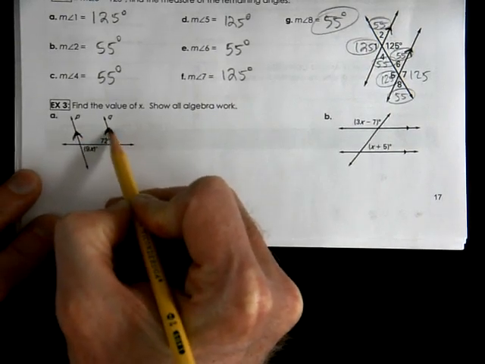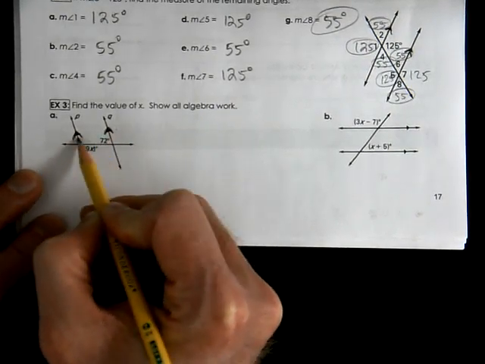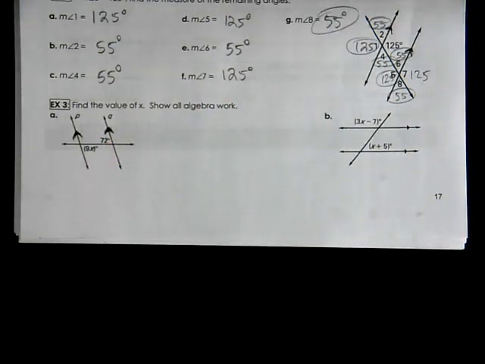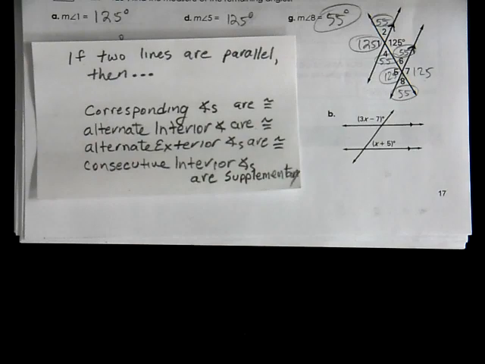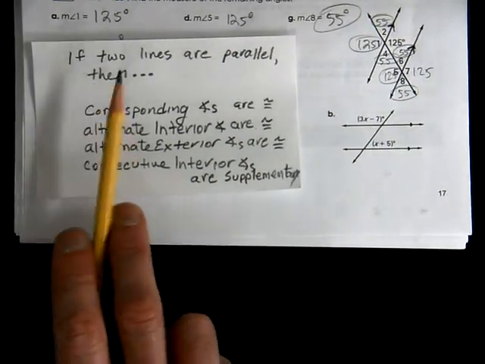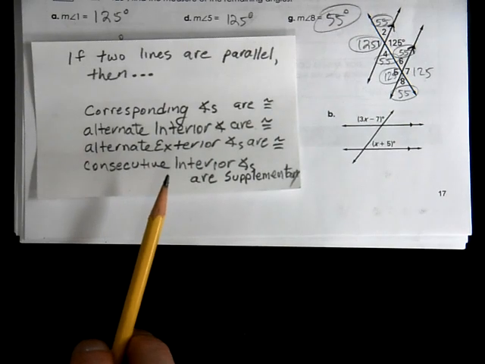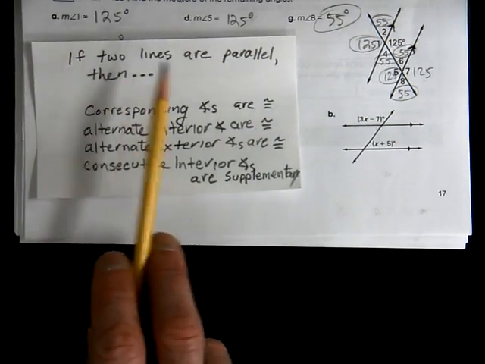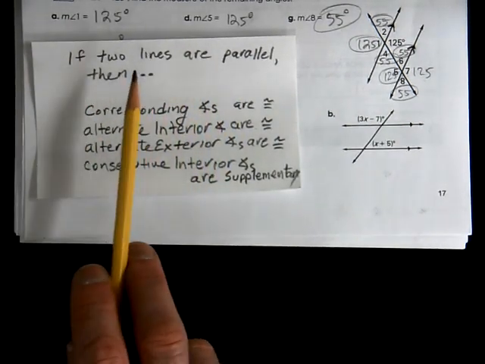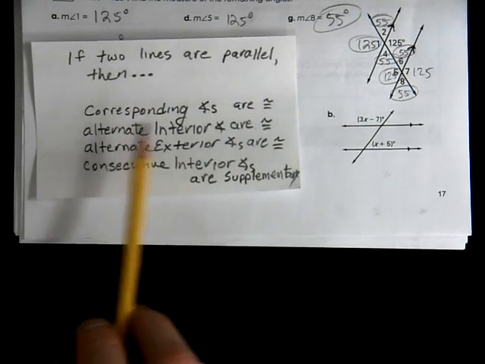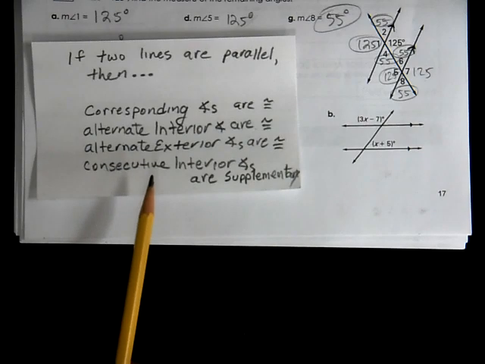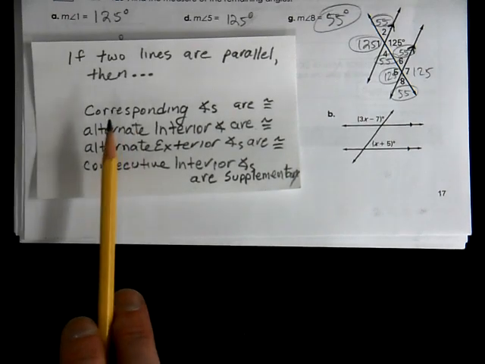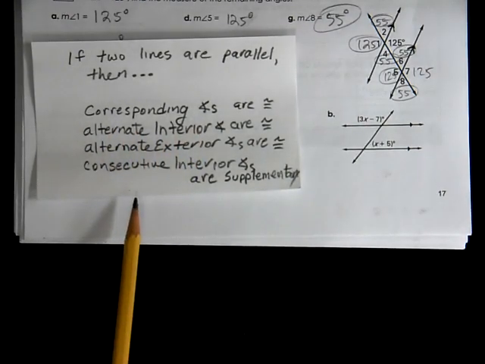I see my two arrows. Those are going to be parallel. So if the lines are parallel, I'm going to look for one of these types of angles. Look at this card. I'm going to use this card a lot in the future. Whenever you see lines are parallel, you think about looking for these angles. Every time. Parallel lines, you look for these angles.